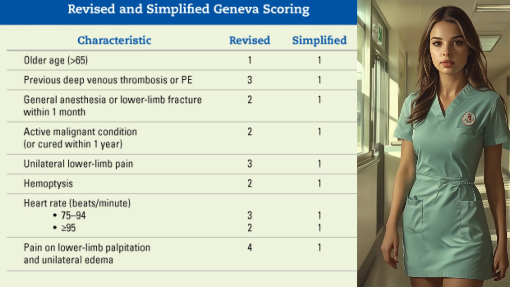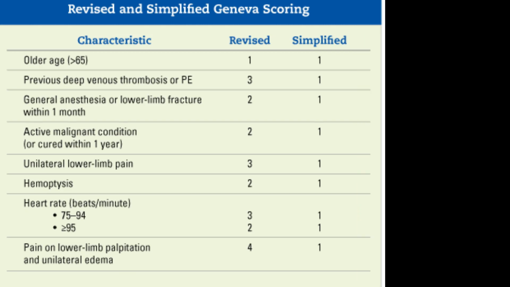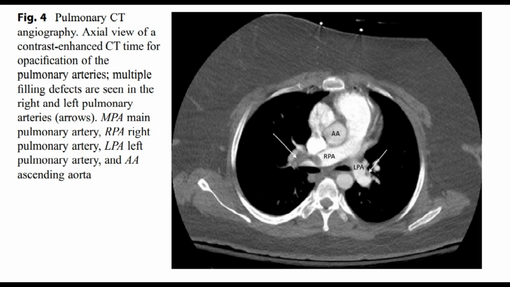Oh, and just like with Wells, a high score usually leads to CTPA, while a moderate score might warrant a D-dimer test. So both Wells and Geneva essentially serve the same purpose. They help us stratify patients based on their risk of PE. Yes. And studies have shown that they both have good predictive accuracy, particularly in the fast-paced environment of the ER.